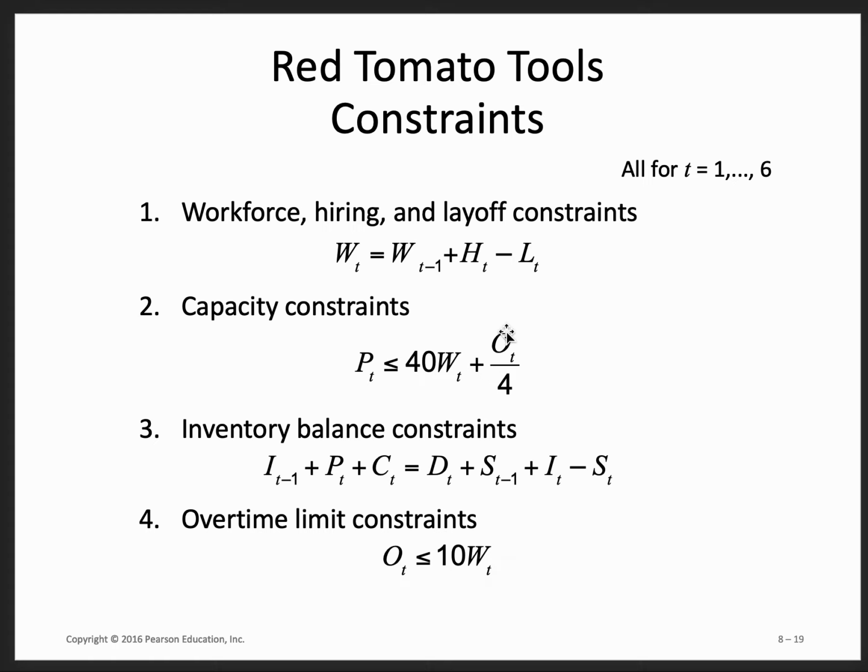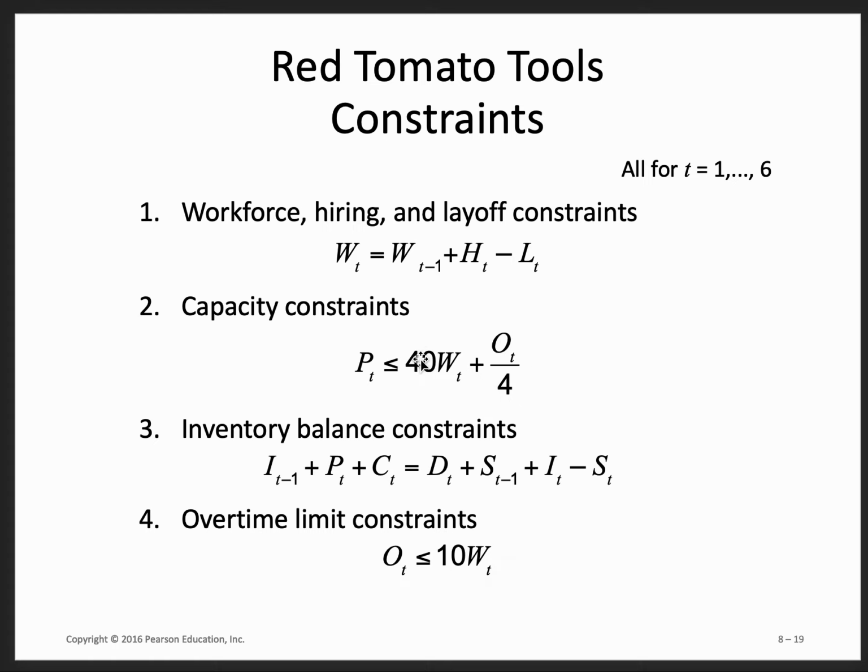And if you have, say, 20 hours of overtime, each unit requires 4 hours of manufacture. So 20 divided by 4 will be 5. So essentially you can make 5 units in overtime. So the total amount that you can produce cannot exceed the capacity that you have. This is the capacity in regular time, and this is the capacity in overtime, right?